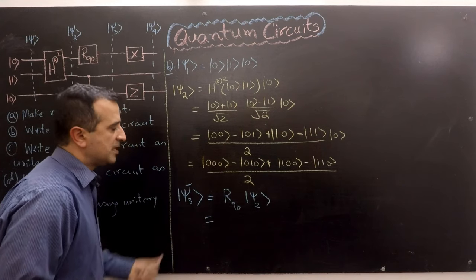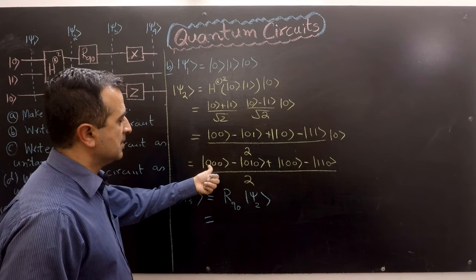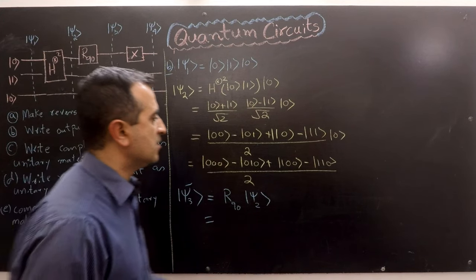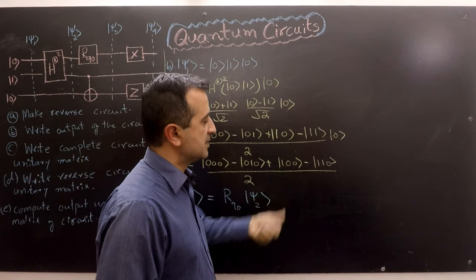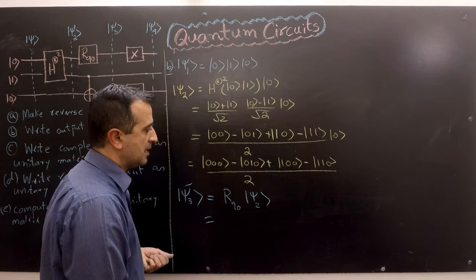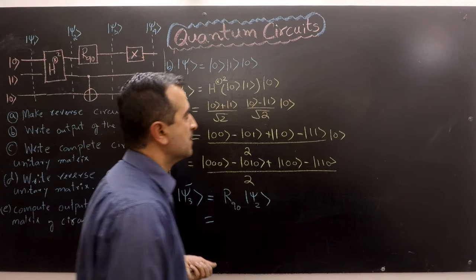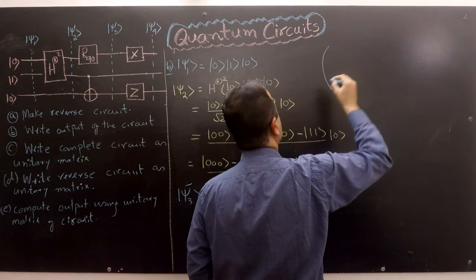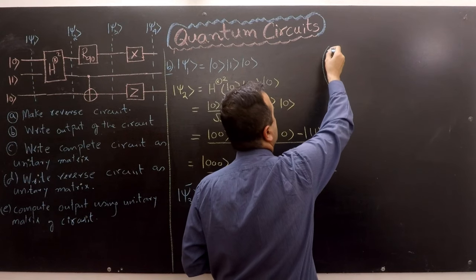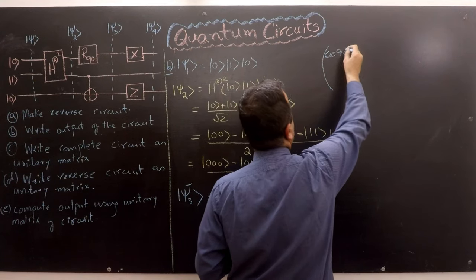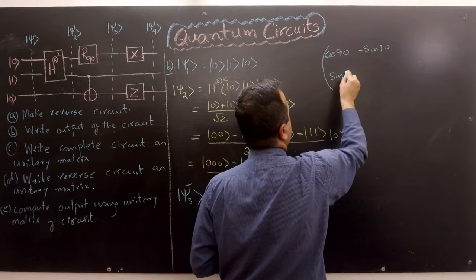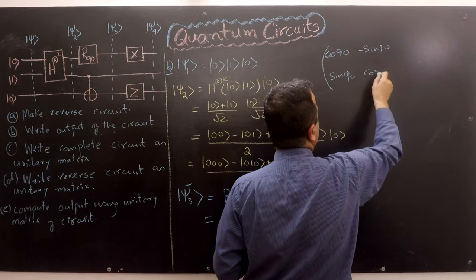When I apply a rotation of 90 degrees on |0>, then |0> becomes |1>. And when I apply a rotation of 90 degrees on |1>, then |1> becomes |0> with negative amplitude. So I'm going to use this fact quickly. We can verify this fact also. Rotation by 90 degrees implies that I have here cos 90, here minus sin 90, and here sin 90 and cos 90.